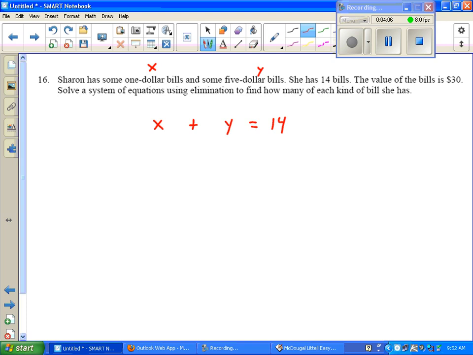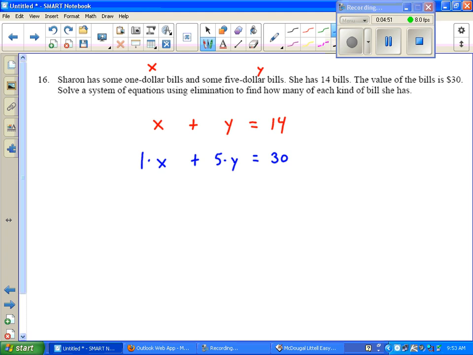The other one says the value of the bills is $30. Well, we know that a $1 bill is 1 times X. So the value is 1 times however many $1 bills we got, plus the value of a $5 bill is 5 times however many $5 bills we have. And we know their value is $30. So this is the toughest part, writing the equations. These are the two equations you're going to want to use. Again, X plus Y, you don't know how many of either the bill it is, but they equal 14 bills. And you know that their values are $1 for the $1 bills and $5 for the $5 bills. So 1 times X plus 5 times Y gives you the total value of 30.